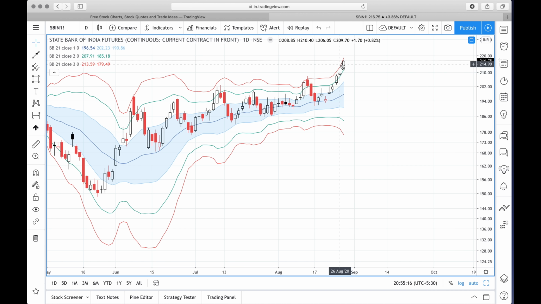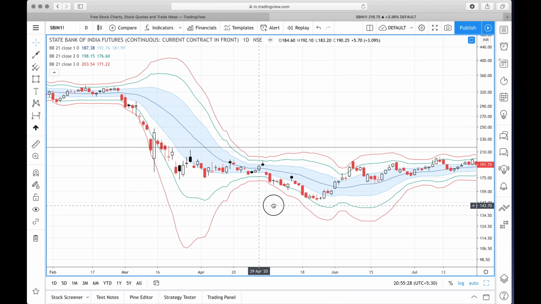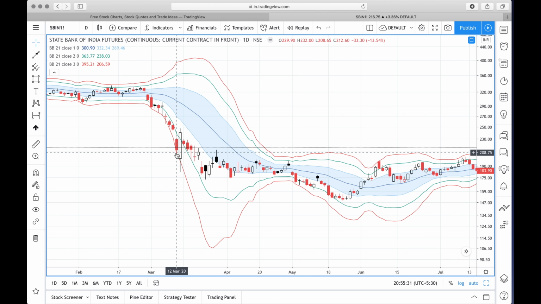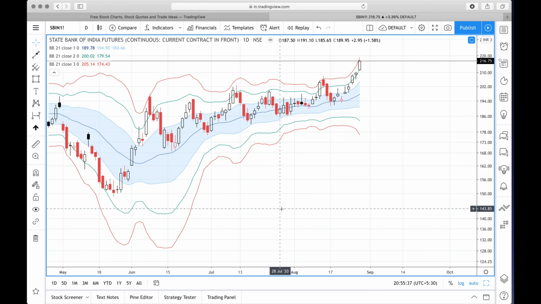In fact, it has almost touched the red alert level also. This is where it touched the red alert on the upside. On the downside, when it was cracking, it never touched the red alert here. It touched here, here, and here. So, multiple information we can gather.